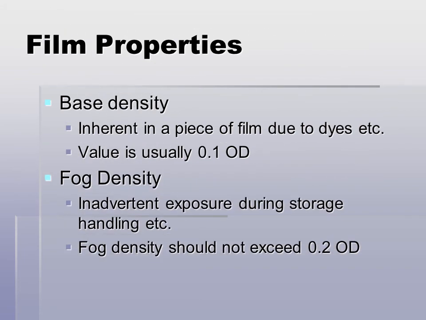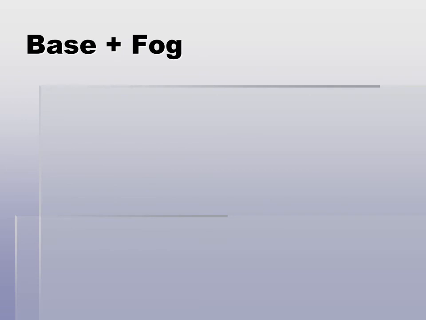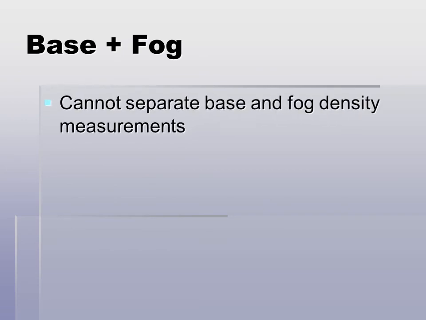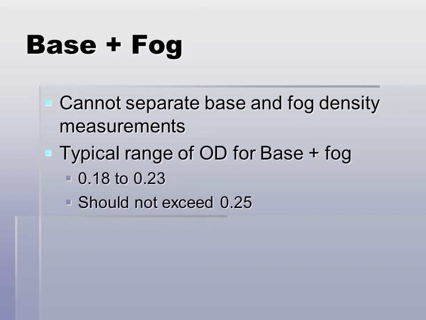Fog density is inadvertent exposure during storage, handling, etc. So fog density should not exceed 0.2. Heat, chemical fumes, light, and radiation, most will be caused by hypersensitivity of developer caused by high temperatures. Base plus fog: we cannot separate base and fog density measurements, so it's always going to be a measurement together. The typical range of optical density for base plus fog is 0.18 to 0.23 and should never exceed 0.25.